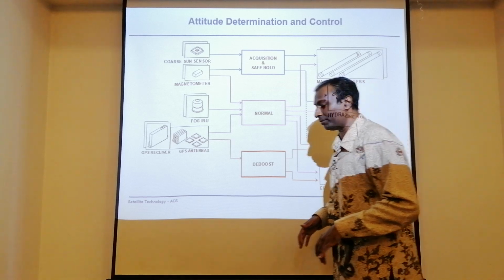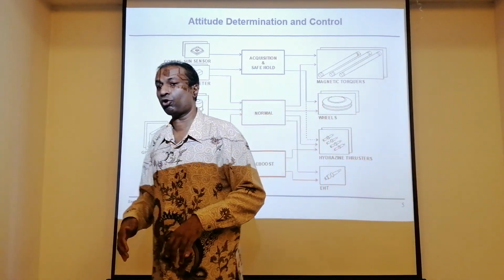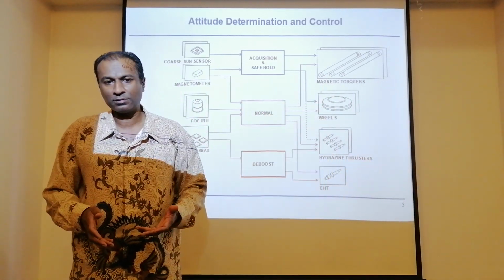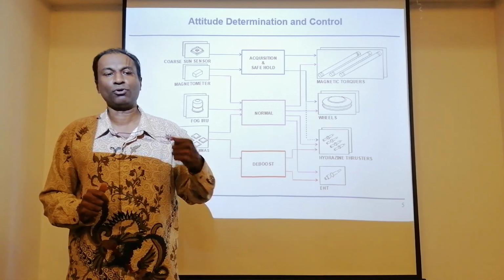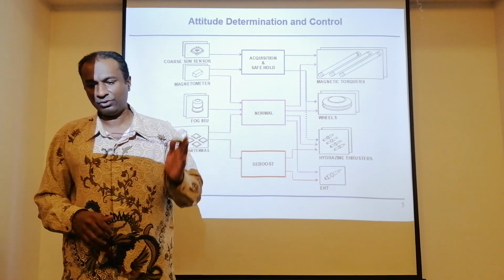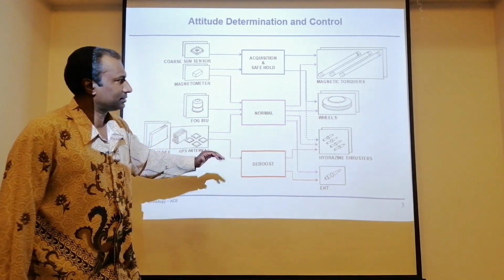So even in orbit, if you look at the orbit control, we don't do orbit control every day. So there is a periodic orbit control. You need it, you turn on the engine. That means you turn on the thruster. If you don't need it, you switch it off. That's how it's been designed.